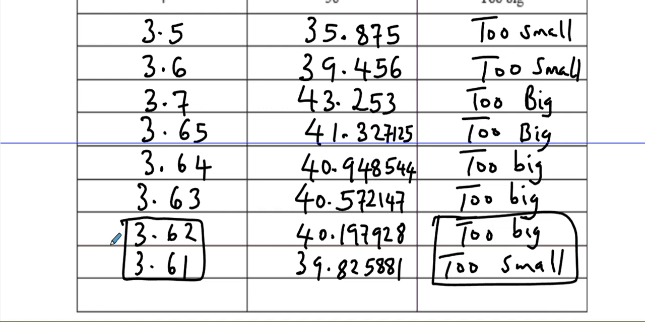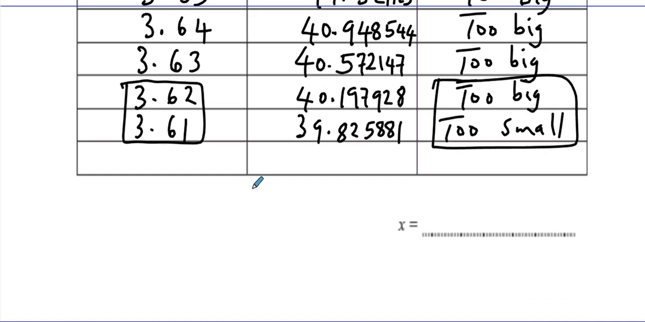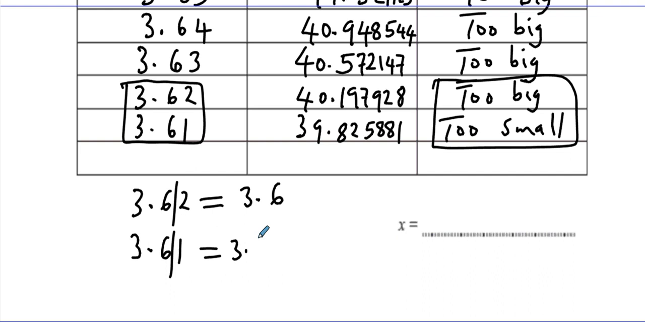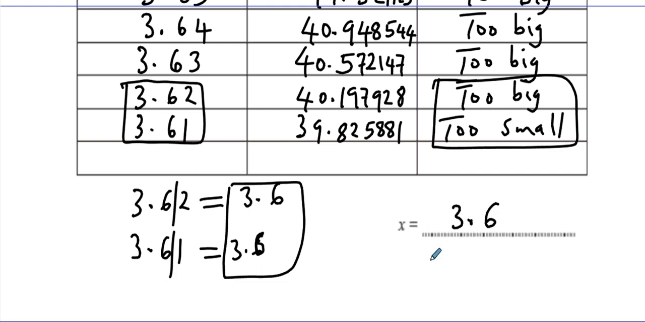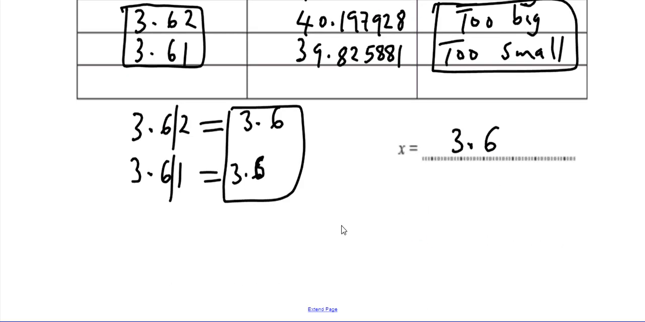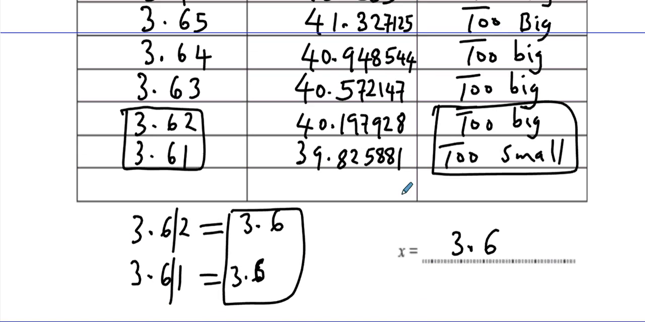Now, since we are told to round the answer correct to one decimal place, our answers will either be 3.62 or 3.61, but when we round this correct to one decimal place, the answer will be 3.6. So can you see that the answers over here are the same? So 3.6 is the value of x. So x equals to 3.6, and this will be the end of this page.